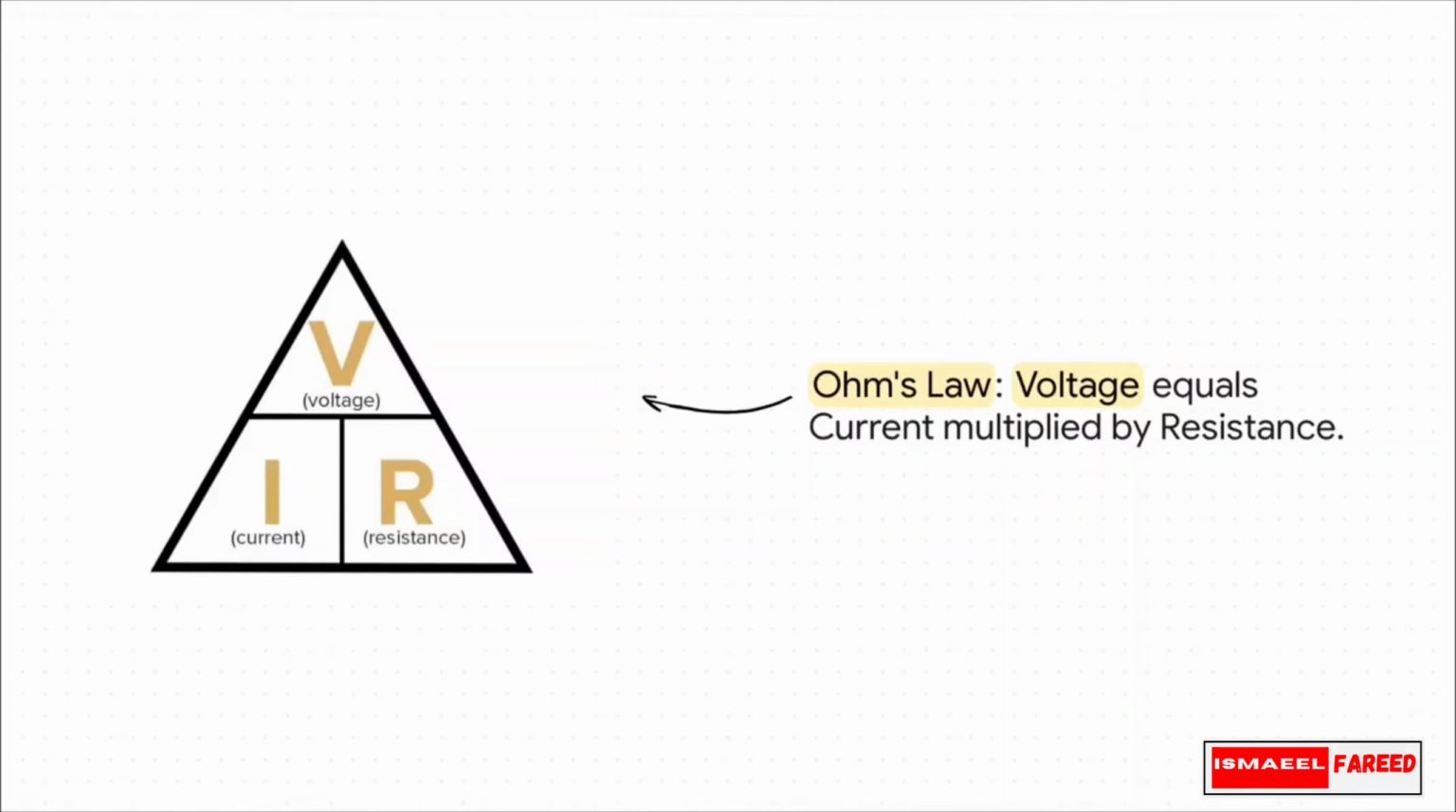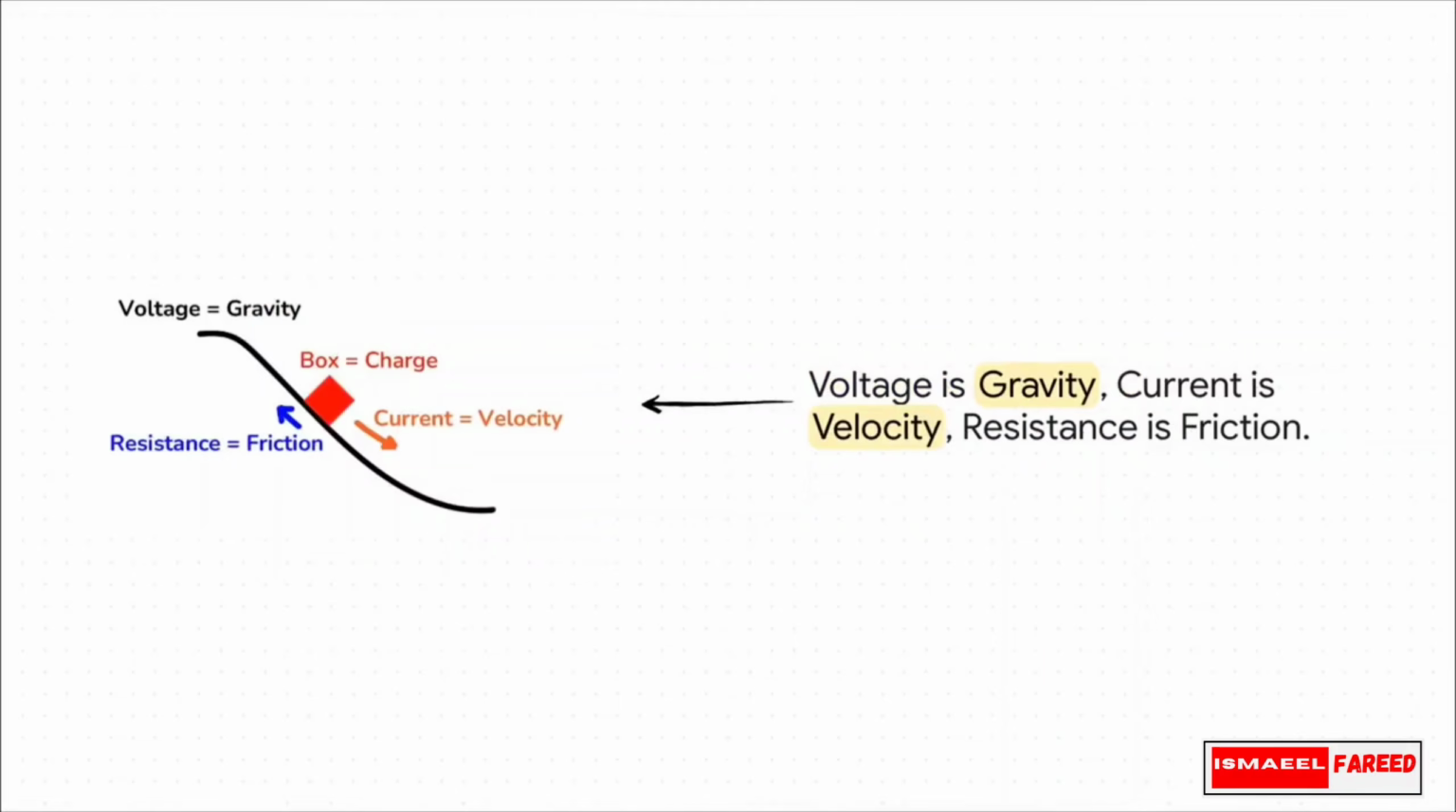And any devices or materials that strictly obey this linear rule, like your basic wires and resistors, are referred to as ohmic. There's actually a brilliant analogy that illustrates this whole concept, mapping these abstract ideas directly to physical things we experience every single day. Imagine a box sliding down a hill. The box itself, that represents the electric charge. Gravity, which is actively pulling that box down the hill, is our voltage. The velocity, the actual speed the box is sliding at, is our current.